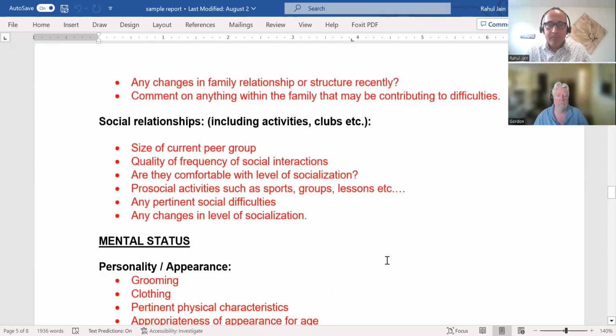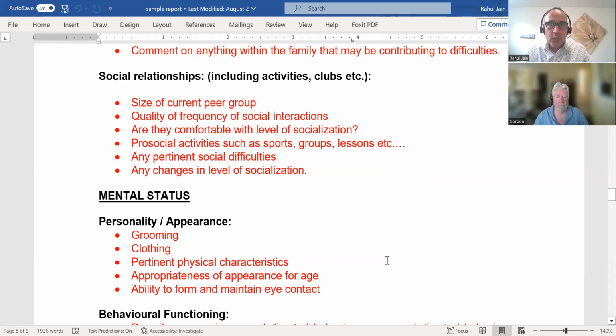And now, mental status. So this is important. Again, I said this is another important section.